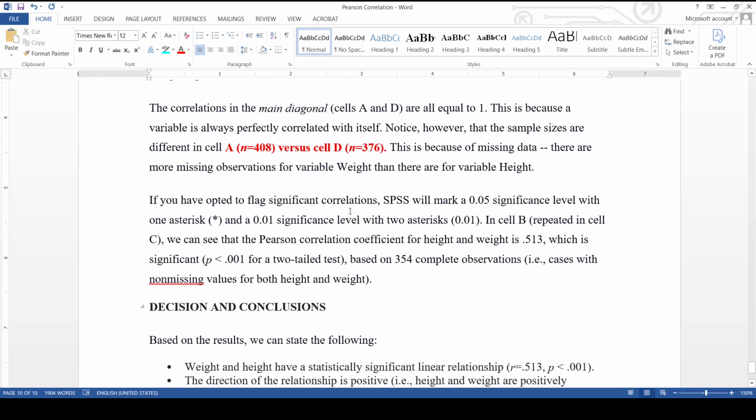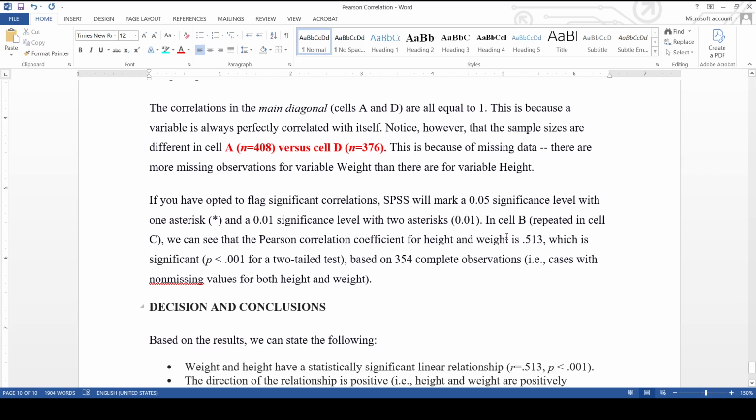Now, you conclude here that if you have opted for this to appear, SPSS will mark the 0.05 significance level with 1 asterisk and the 0.01 significance level with 2 asterisks. Why? I have explained the difference between this and this error. This error gap is only allowed in health sciences because we deal with the life of human beings. We can't allow such to be as large as this. Otherwise, how many people do we expect to come out of the hospital when they visit the place?